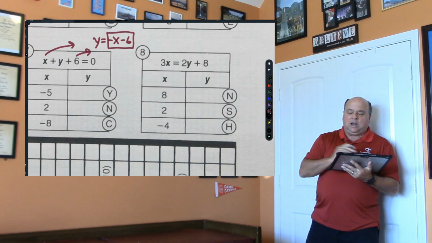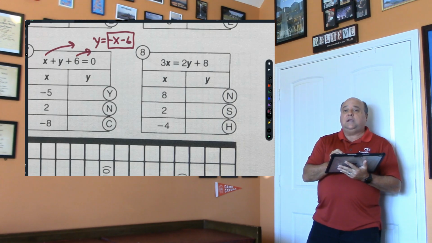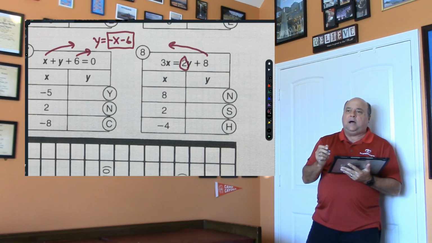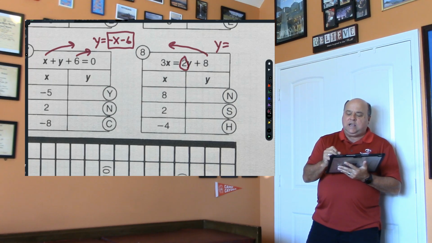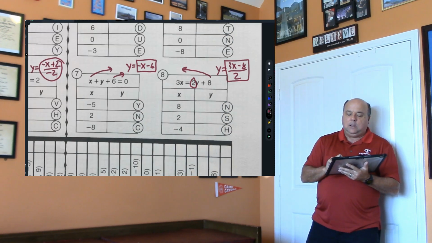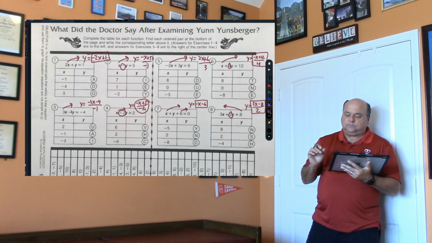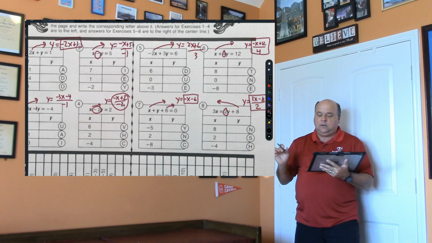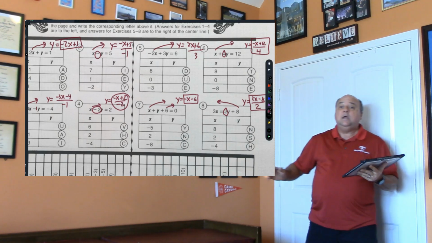And number 8, the last one. The y is on the other side, so we need to move the 8 over and the 2 will go on the bottom. So we're going to get y equals 3x, which won't change, the 8 flips, and the 2 goes on the bottom. This is what you will graph. Okay, I'm going to zoom out to let you see all this again. There are the problems you'll graph.